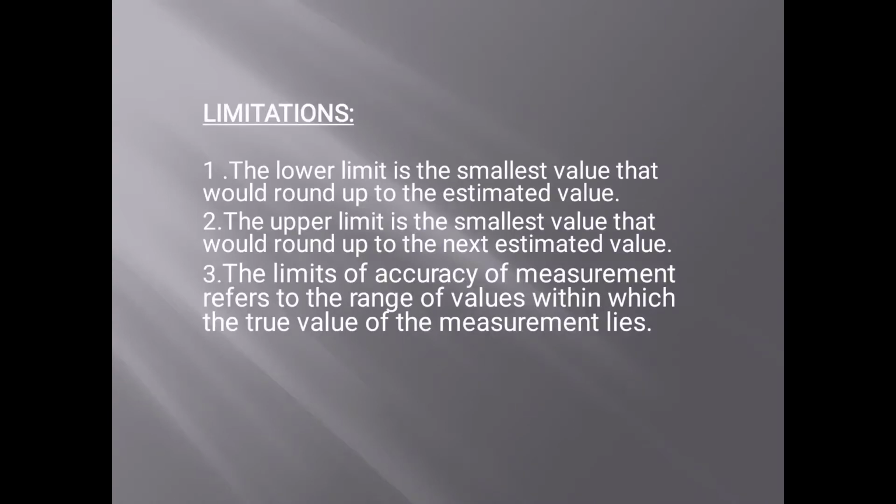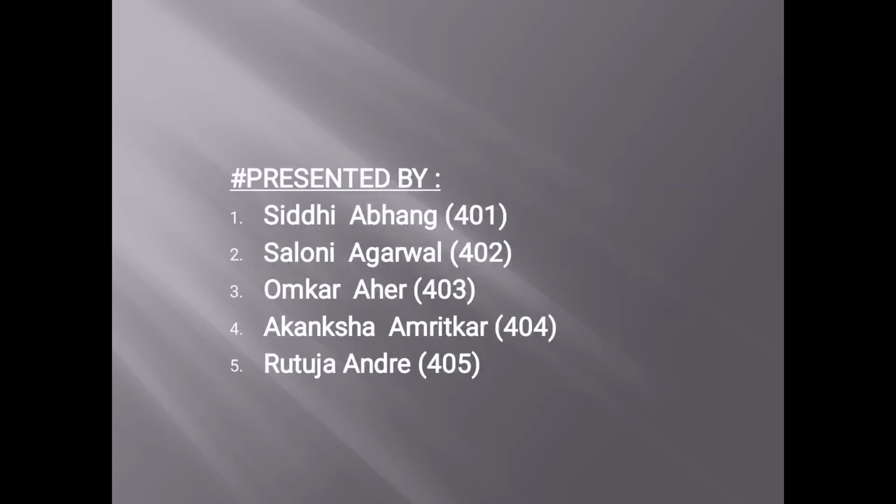Then the last one is limitations. The lower limit is the smallest value that would round up to the estimated value. Second, the upper limit is the smallest value that would round up to the next estimated value. And the third one is the limits of accuracy of measurement refers to the range of values within which the true value of the measurement lies.